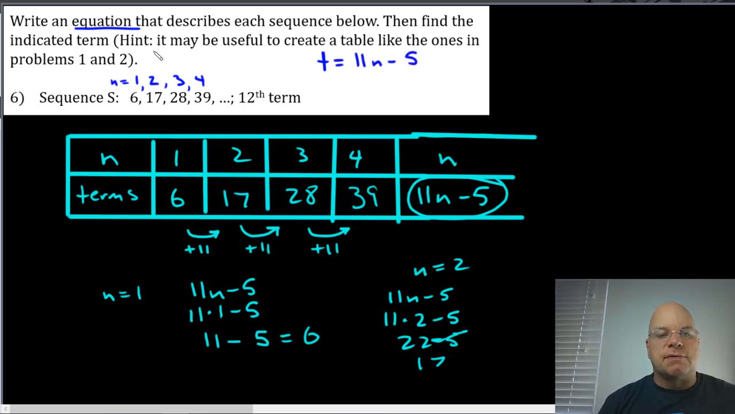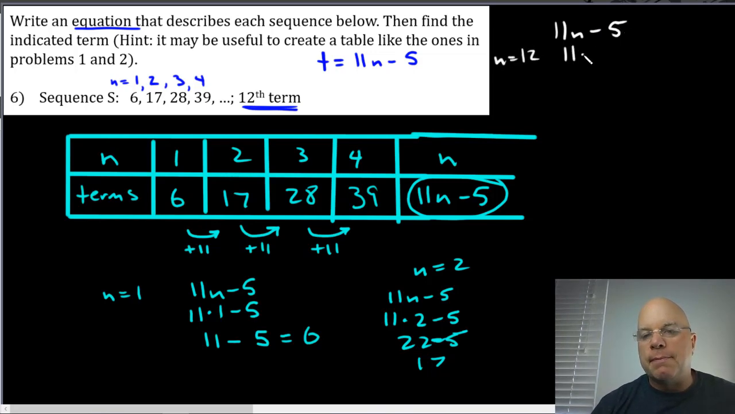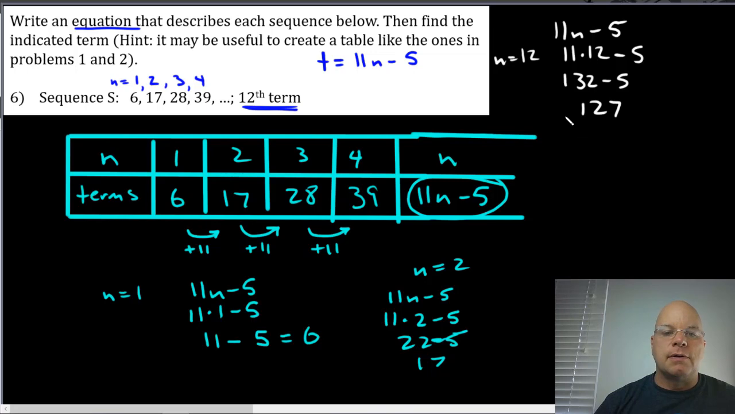But it also asks us to find the indicated term, in this case the 12th term. So we just need to substitute 12 for n into our rule. 11n minus 5. When n equals 12, it will be 11 multiplied by 12 minus 5. 11 times 12 is 132. And if you subtract 5 from 132, you get 127. So the second part of this question is 127.